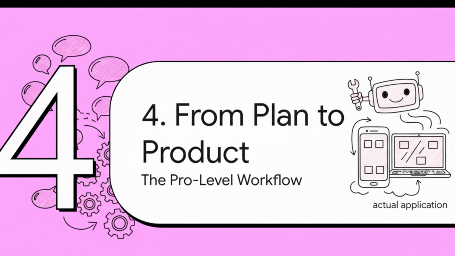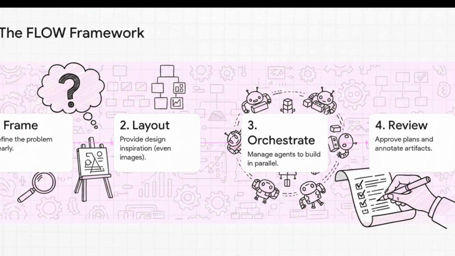All right, so we've got the big ideas down. Now let's see how all these pieces actually come together in a practical workflow to build a real application from scratch. The whole workflow is actually pretty straightforward, following what the sources call the flow framework. First, you frame the problem you want to solve. Then you provide the layout. This can be anything from brand guidelines to just a couple of images for inspiration. Next, you orchestrate your team of agents to build everything out. And finally, you review all the plans and artifacts, making comments and giving the final thumbs up.